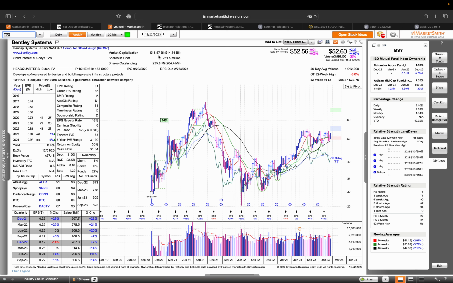Okay. So, another one, Bentley, 15 billion. So, it's a lot smaller, one third the size. How about Autodesk? The rating numbers are okay, looks okay. The chart is not even reaching the pivot point. And there are some IBD funds in there. Yeah, next year's estimate is going higher, which is good. Okay, so in my eyes, the Autodesk chart looks the best.